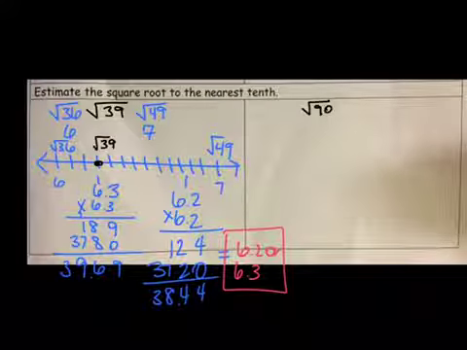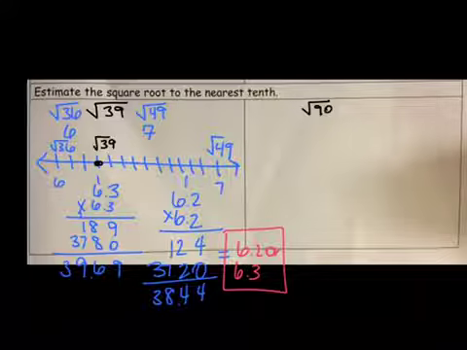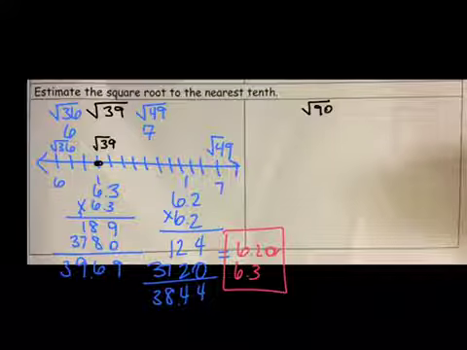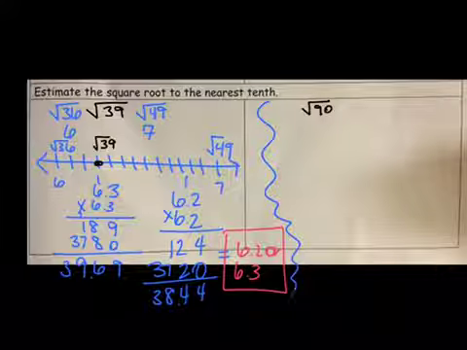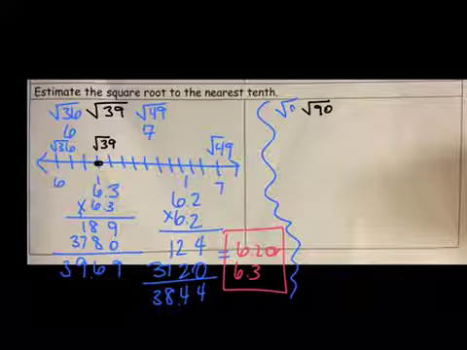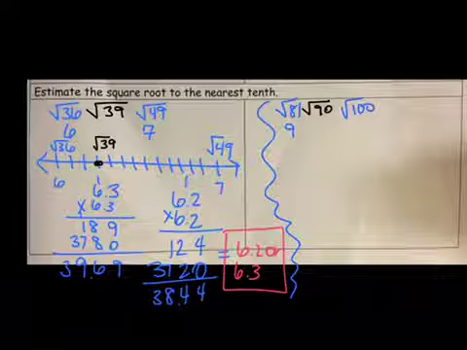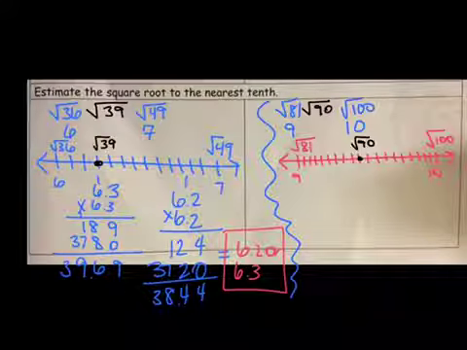Alright, so for the square root of 90, I want you to try that on your own and then check your work with my work once you're finished. So pause the video and try it on your own. Alright, so the square root of 90, I'm going to draw a little barrier here, falls between the square root of 81 and the square root of 100, so it's going to be between the integers 9 and 10.